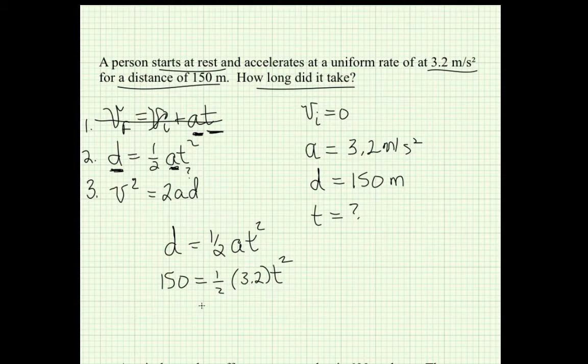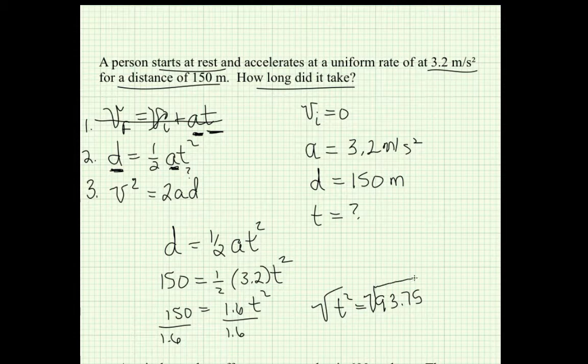These terms are all multiplied, all right? So I'm going to take 150 and we'll take what's 1/2 of 3.2, and that's going to give us 1.6 times t squared. All right, I want to get t all by itself, so I'm going to divide both sides by 1.6, and that will give me that t squared equals 93.75. So my calculator says 93.75. But I want to get rid of that squared. I want to find out what t is all by itself. And the way you do that is by taking the square root of both sides.